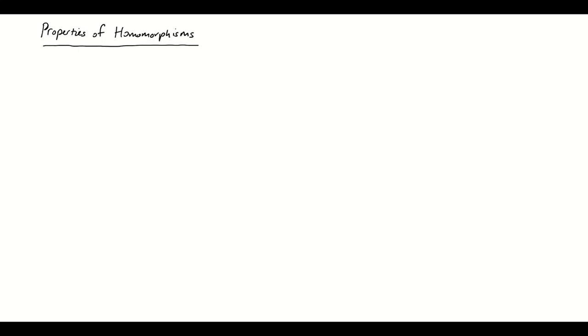In this video, we're going to talk about some properties of group homomorphisms. So for the duration of this video, we're going to let phi from G to H be a group homomorphism from a group G, whose operation will be called dot, to another group H, whose operation will be called star.